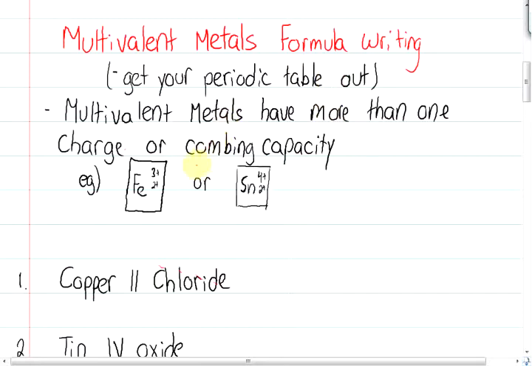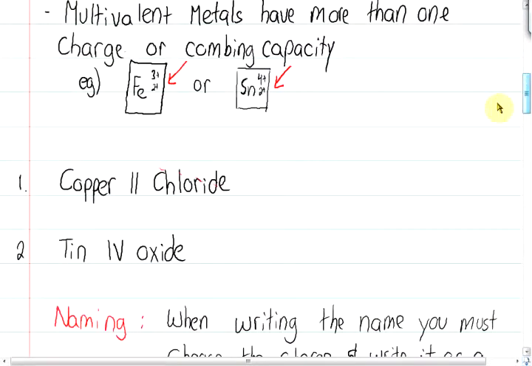Multivalent formulas are formulas where there is more than one combining capacity when you look up the element on the periodic table. These names are written with a Roman numeral in them. The Roman numeral tells you the charge that will be on the metal. In our first example, copper 2 chloride, the 2, which I am circling, tells you that copper is +2.